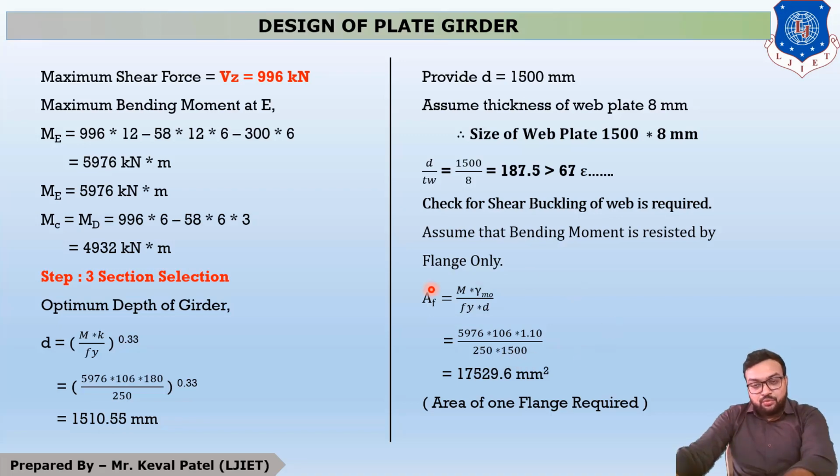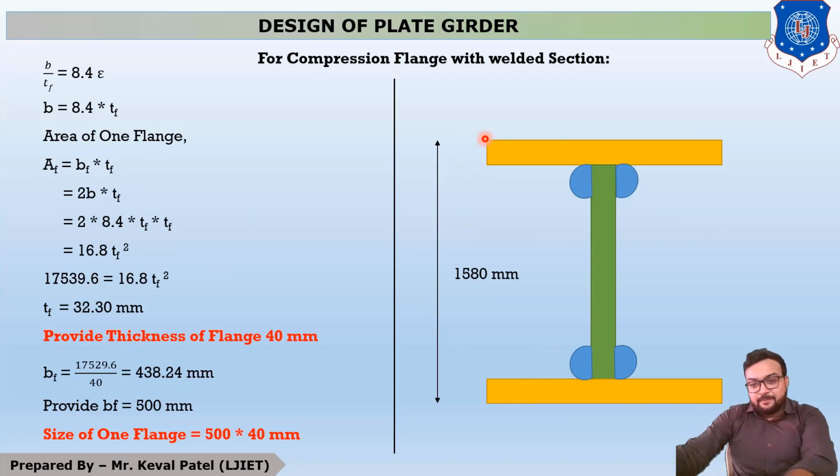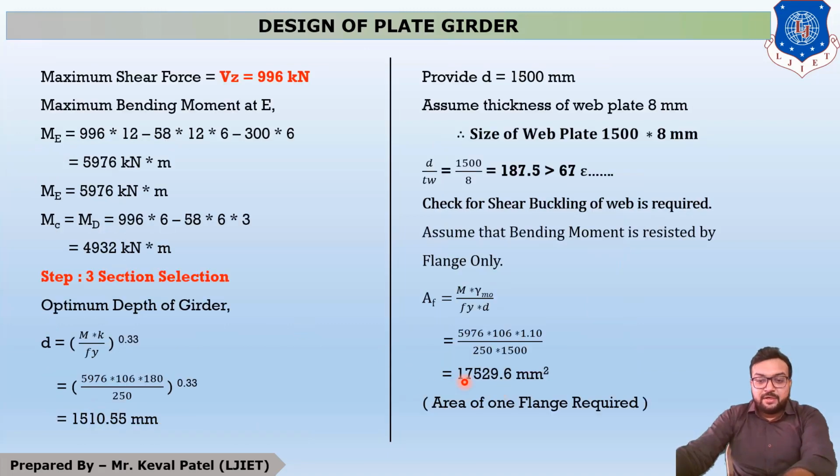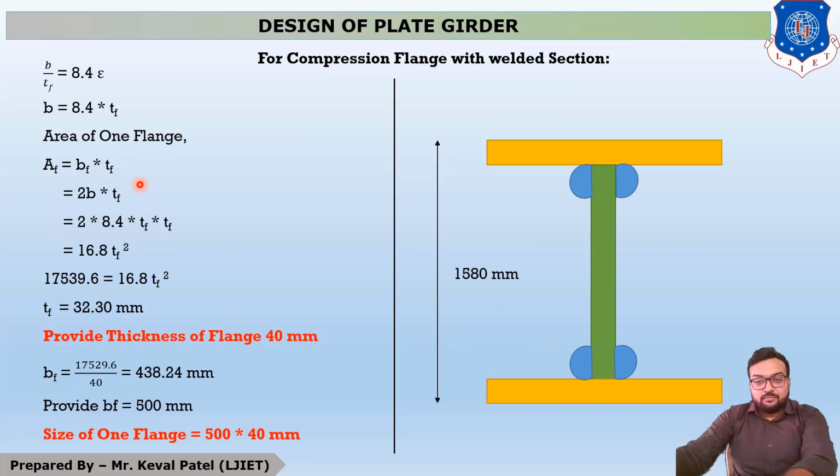So students, after putting in all these values, you can see that the area of flange required to sustain this moment is 17529.6 mm square. Okay, so this is the area of only one flange. You have to provide the same area for both flanges. Now what is this? This is called BF. BF means width of flange, and this is thickness of flange. So our total area of one flange is BF into TF, and we have the value of AF, which is 17529.6, calculated in the previous slide, but we have both of these unknown. So let us convert BF in terms of TF.